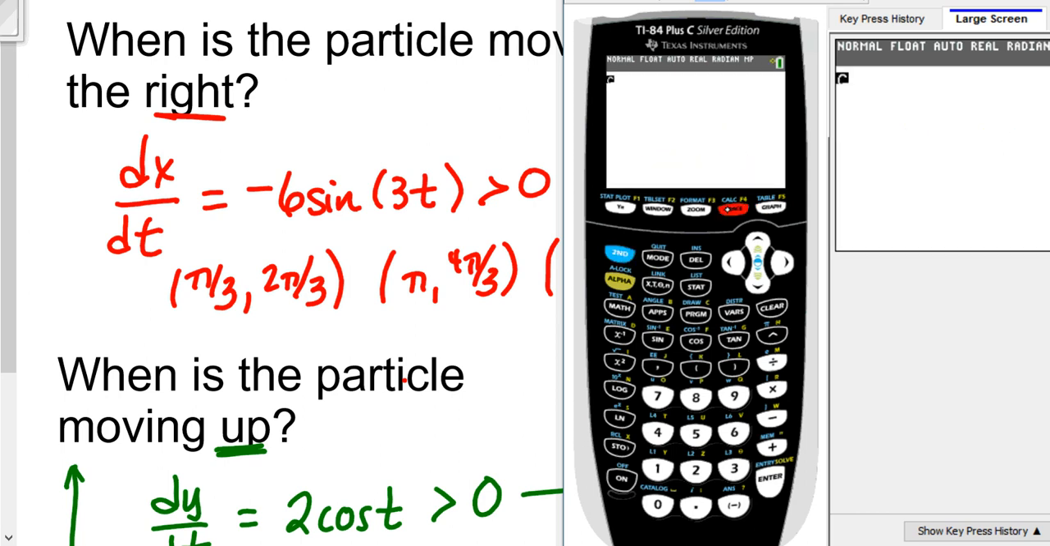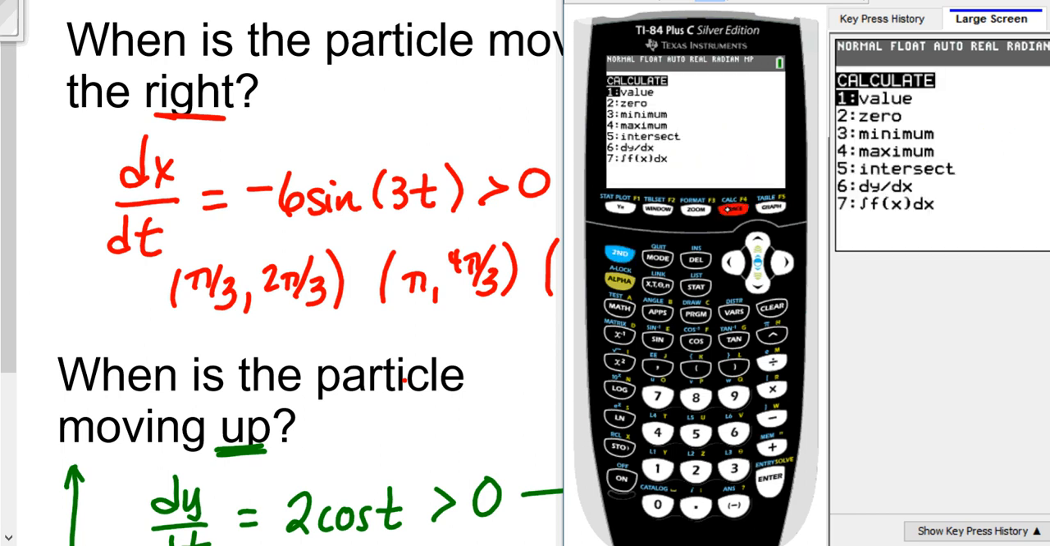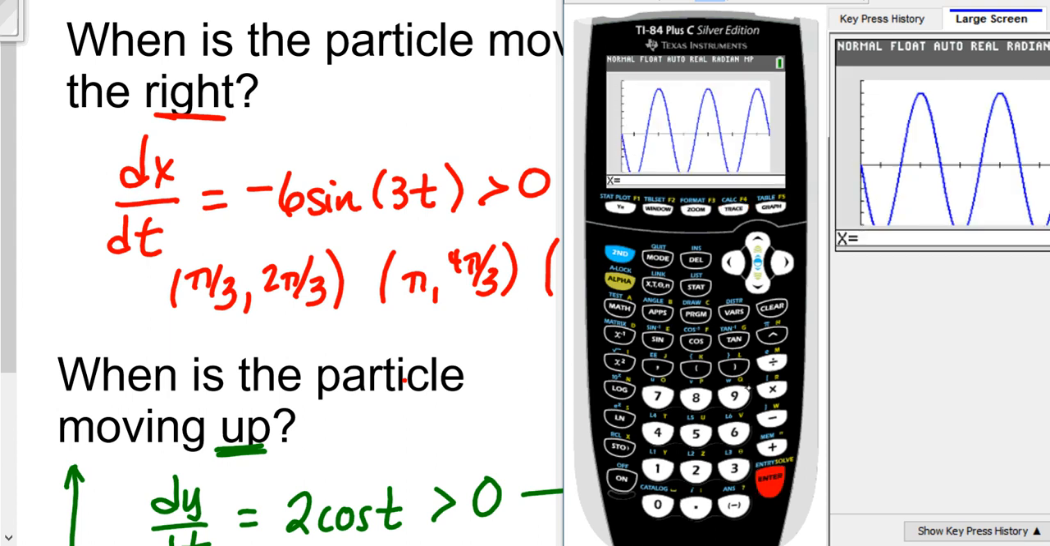So if ever I'm not quite sure if I have the right location, I could use the calculate menu and that tool that says value. And I could say, all right, I think this spot here is pi over 3. I'm not really sure. Let me find out by typing in pi over 3. And it confirms for me that that intercept there is indeed an intercept, because it hit 0. So that point is my pi over 3, and then this is my 2 pi over 3, and so on. So I can figure that out using the tools that are there, okay?